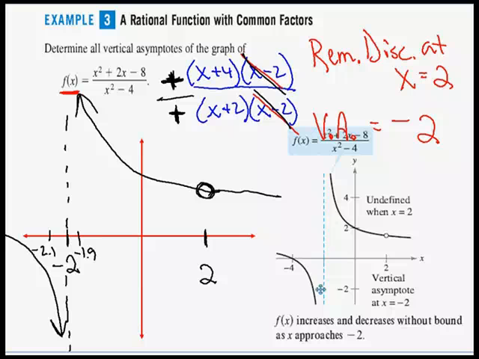As we approach our asymptote from the left, we're headed to negative infinity. From the right, we're headed to positive infinity, increasing without bound. At that x value of positive 2, we have an undefined point. We have a discontinuity.